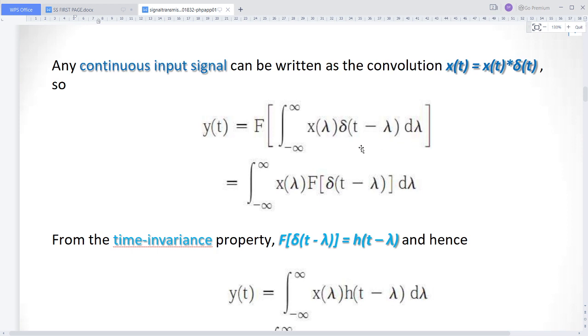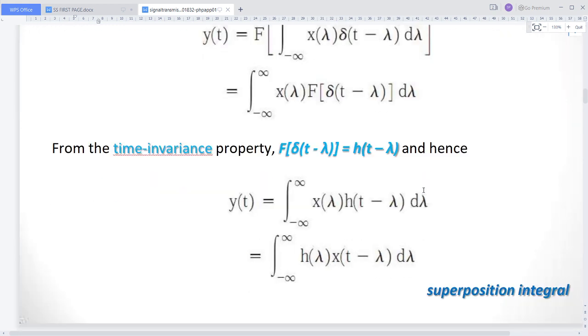Anyway, we have discussed this in the third unit. So that integral from minus infinity to plus infinity of x of lambda, in place of t we are taking the dummy variable lambda, into del of t minus lambda, delayed by lambda, with the integration d lambda. So now we can go with the integral from minus infinity to plus infinity, x of lambda I am taking out, so that the transfer function is applied on del of t minus lambda into d lambda.